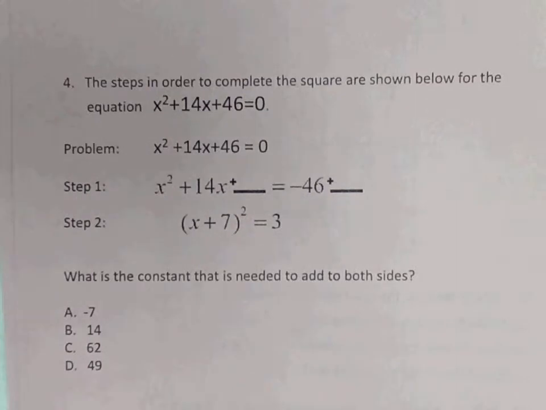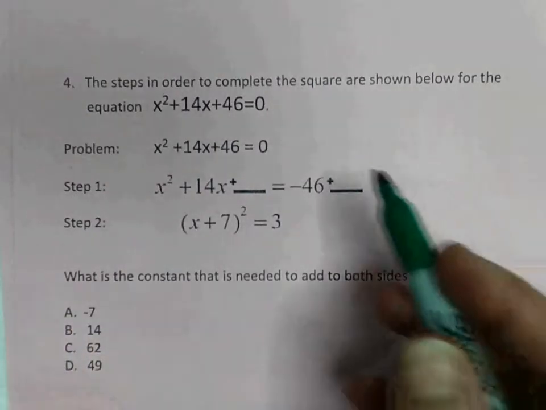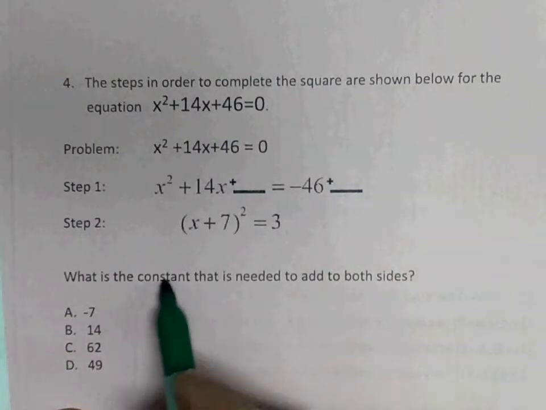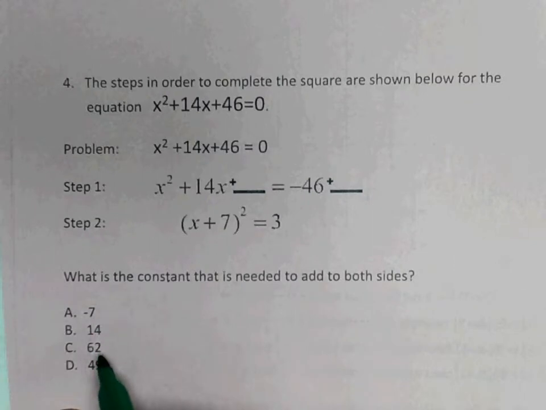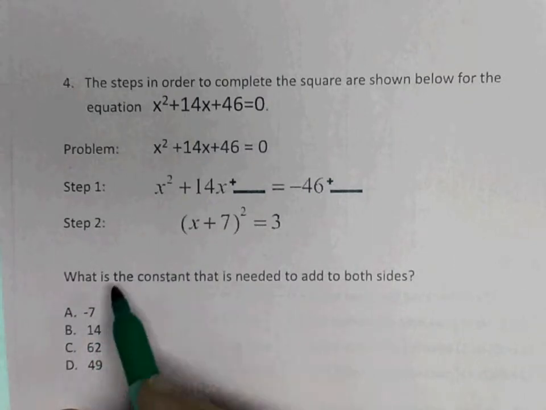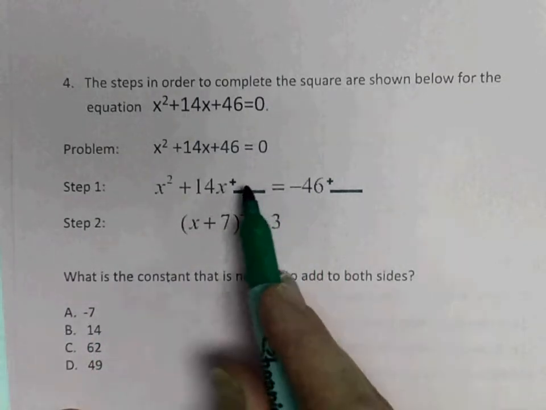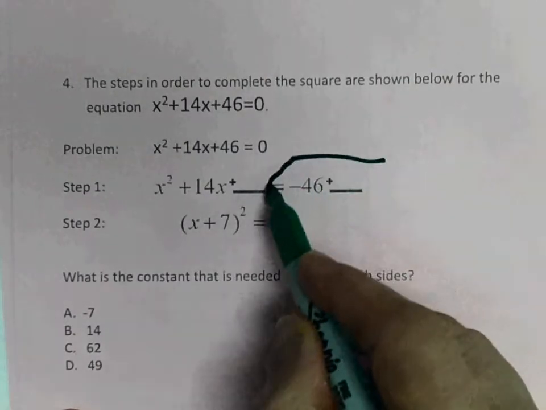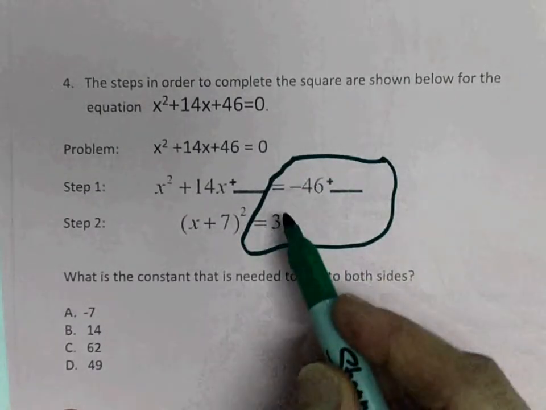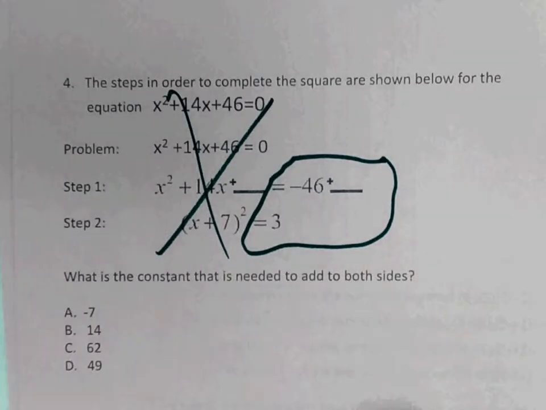Problem number 4 talks about completing the square. We did not get that lesson, ladies and gentlemen. I'm going to give you the shortcut in a problem like this. It says constant, but look at your answers. These are all numbers. Which one of these numbers needs to be added to both sides? All you need to do is look right here. Don't even worry about that. Negative 46 plus what gives you 3? Get the answer.